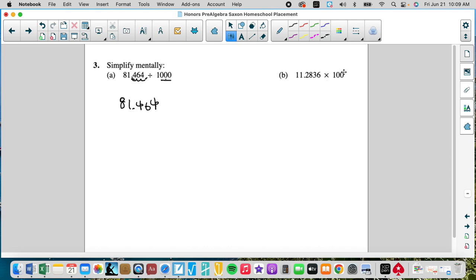Now, same thing goes when we multiply by 10, we're going to move the decimal place 1 place to the right. It's going to make the number bigger. So that's 10. This is 100. We move it 2 places, 2 zeros. So we get 1128.36 would be our answer. Nice and efficient. And these are fluency.